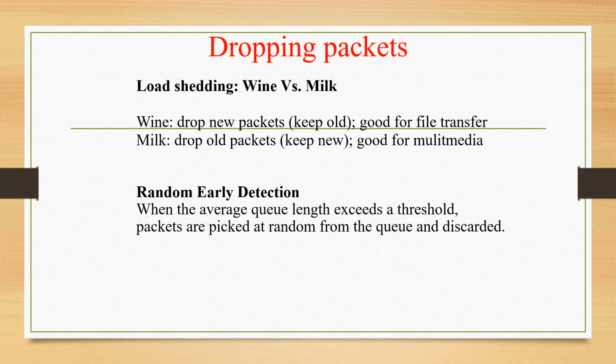So here the main concept we come across is random early detection. It is nothing but when the average queue length exceeds the threshold, packets are picked at random from the queue and discarded.